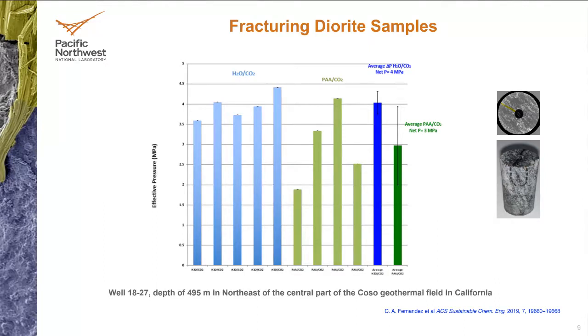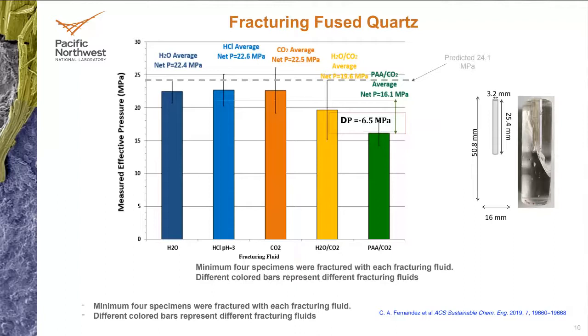So instead of using a rock, we say, okay, let's use a more homogeneous and predictable material, and this is fused silica. Under the conditions that we tested this fluid, which is 200 Celsius and 3000 psi confining pressure, we actually calculated the value at which the material will fail, and it was about 24 megapascals.